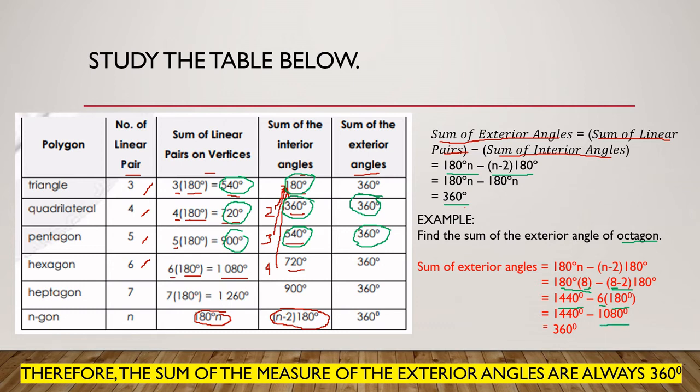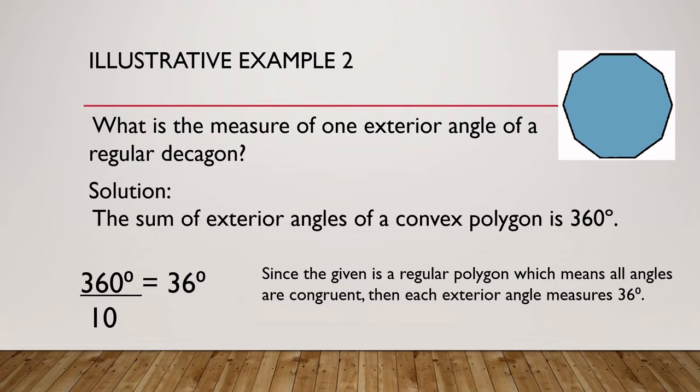So, subtract 1,440 minus 1,080 equals 360. Okay, so kung mapapansin ninyo, kahit ilang side ang mayroon ang polygon, the sum of the measure of the exterior angle is always 360 degrees. Okay? Now, let's have another example.